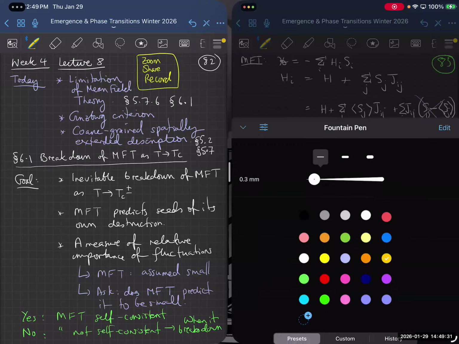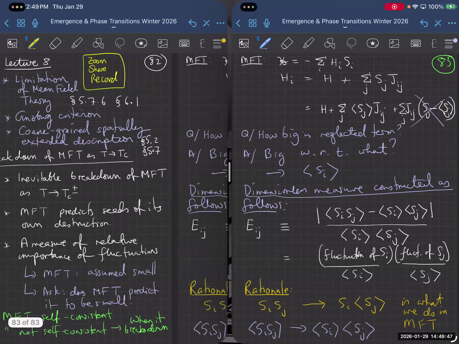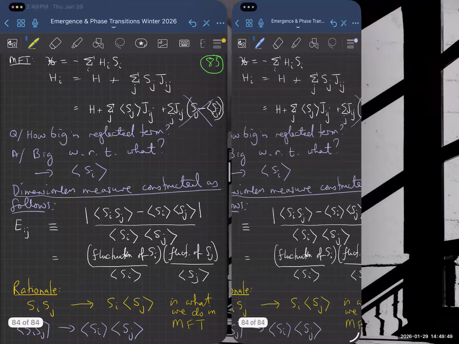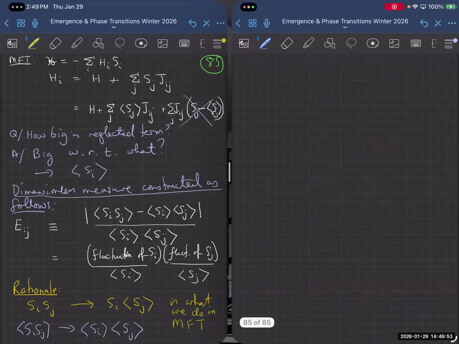Well, if that's true, then when I calculate the expectation value of s_i s_j, what we are essentially doing is replacing it with the average of s_i times the average of s_j. So that's really what we're doing. And so what we're asking is, what is the fractional error in this approximation?